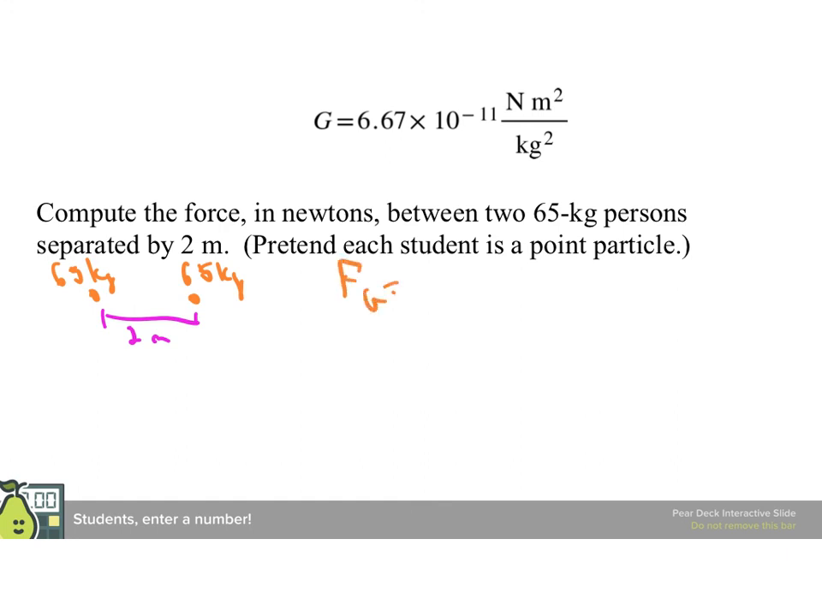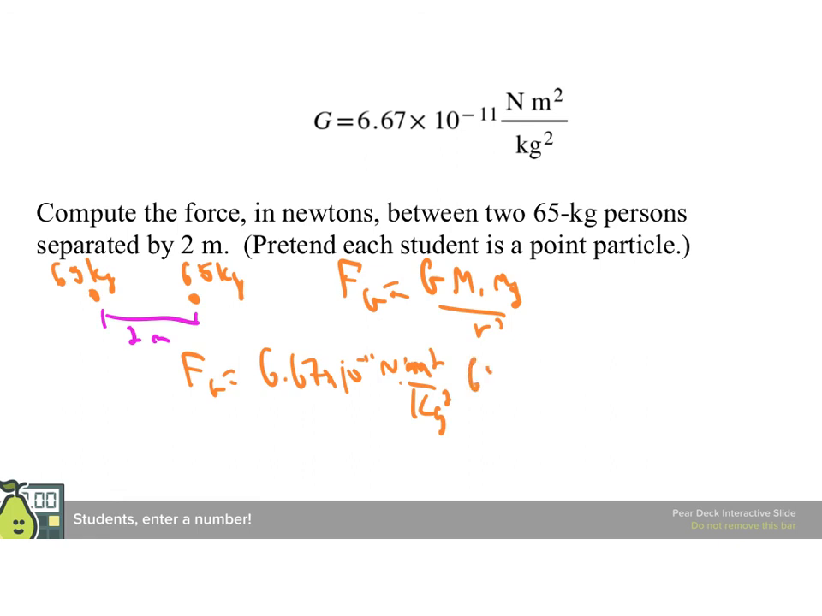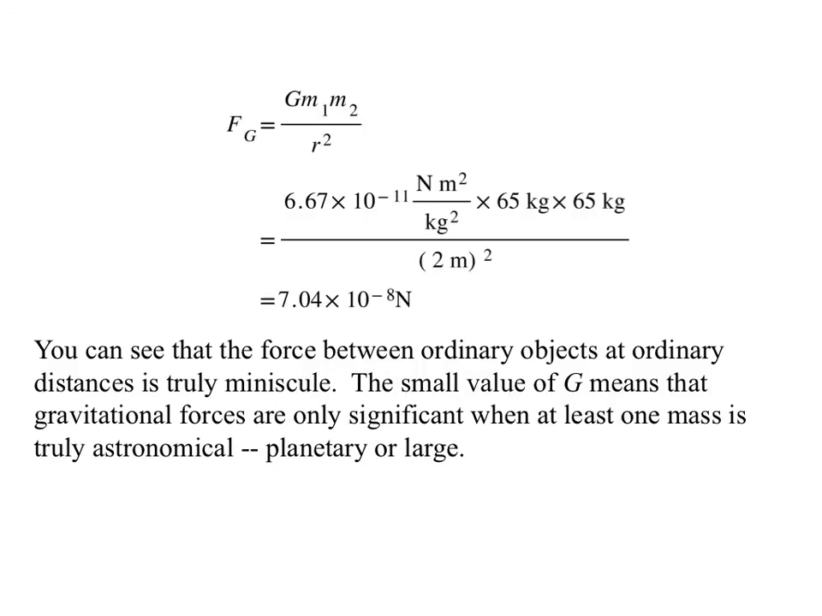All right, it really is just plug and chug here. G m1 m2 over r squared. So F sub g is this very small number, newton meter squared per kilogram squared, times 65 kilograms times 65 kilograms over 2 meters all squared. Turns out to be 7 times 10 to the minus 8 newtons, or 70 micronewtons. No, sorry, 70 nanonewtons, about 0.07 micronewtons.